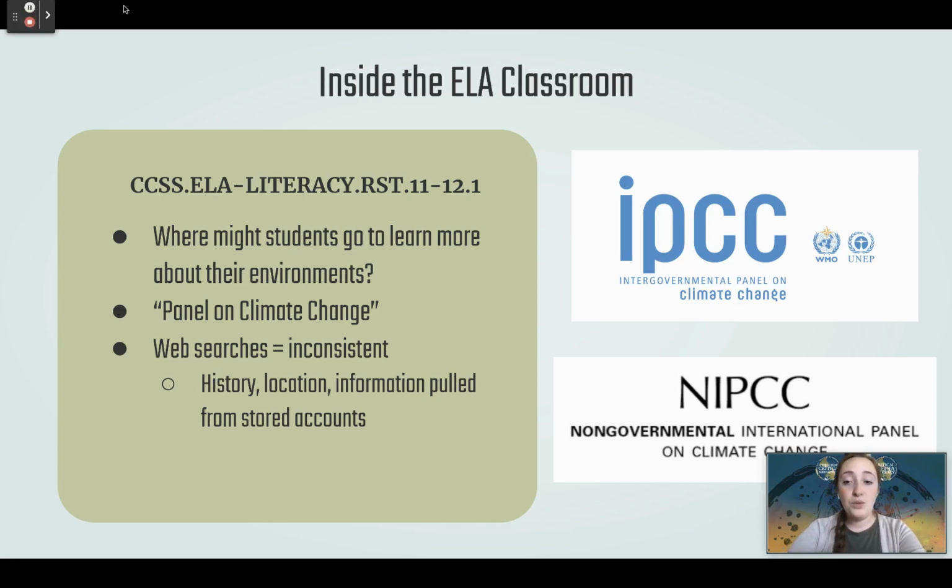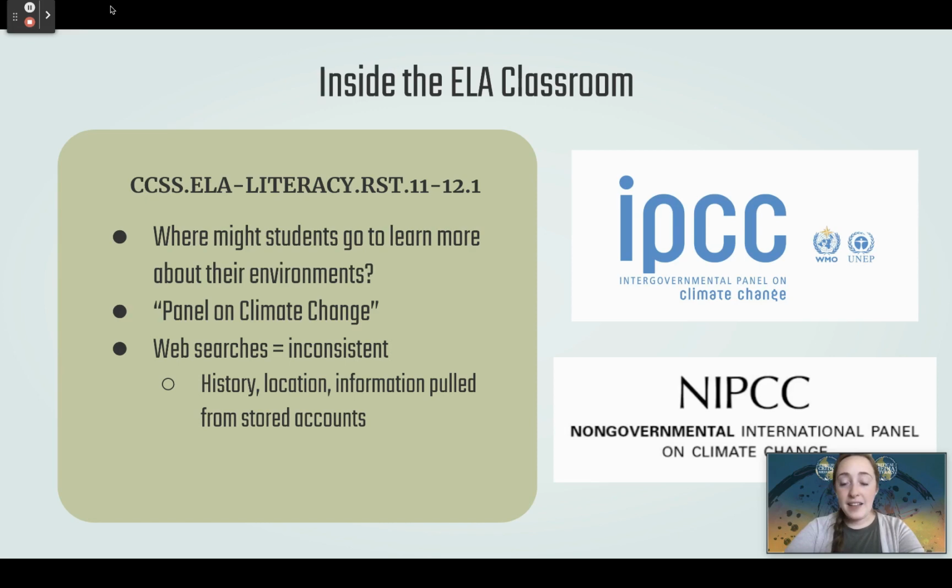If students were to Google something like, what is climate change? Or are there panels on climate change? They might come up with these two documents that you'll see on the right, the IPCC and the NIPCC. At first glance, these documents might look really similar to each other. And as we know, when you Google things, there is an algorithm that takes the history of your searches, the location, information pulled from your stored accounts, and it influences really what you see. So for some people, you might see the IPCC document first, and for others, you might see the NIPCC document.